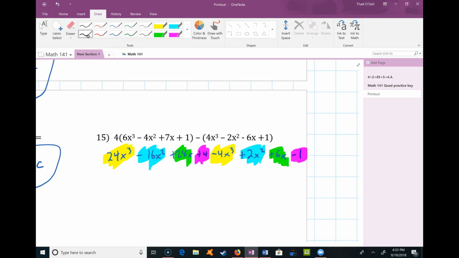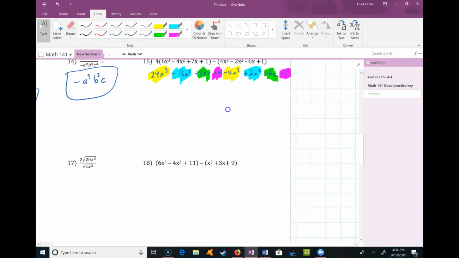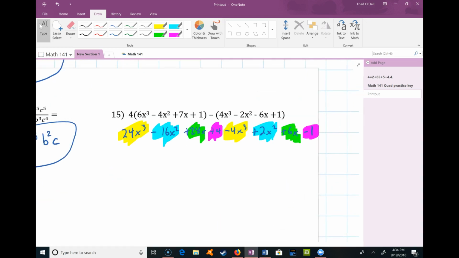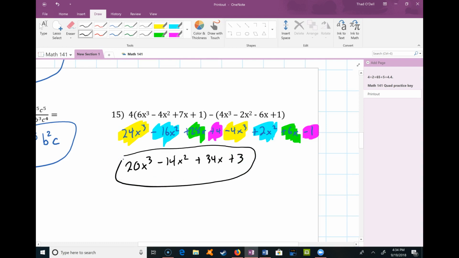Okay, so I'm going to add the two yellows together. That would be 24x cubed and negative 4x cubed, that would be 20x cubed. Add the two blues together. That would be negative 14x squared. Add the two greens together. That would be plus 34x. And finally add the two, whatever that is, together. That'd be plus 3. And that would be my final simplest form.